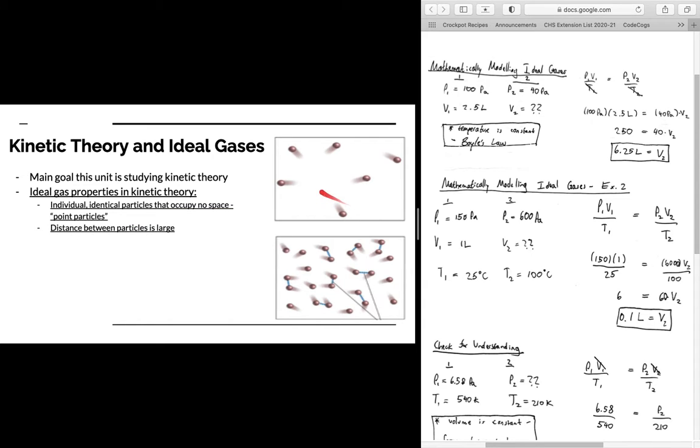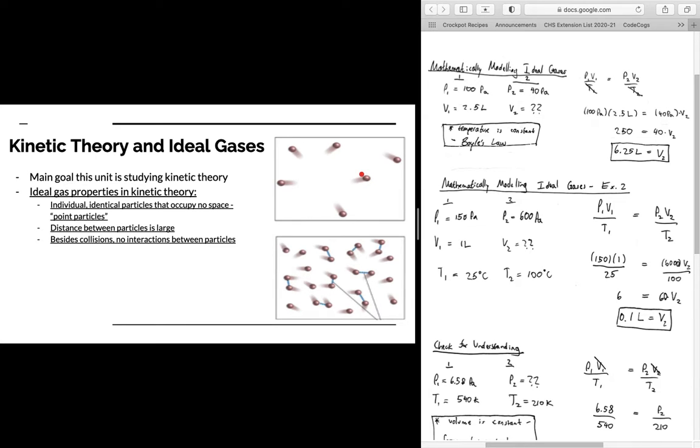Since they occupy no space, we treat them as point particles with a large distance between each neighboring particle. And we say that besides the collisions, there are no interactions between particles. In reality, gases tend to be made up of ions or molecules, which can have areas of positive charge and negative charge. As a result, you're going to have electric attraction and repulsion between atoms and molecules.